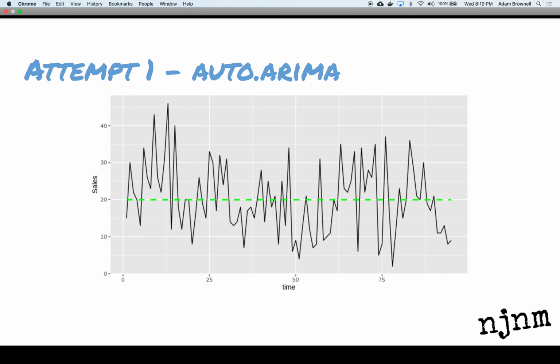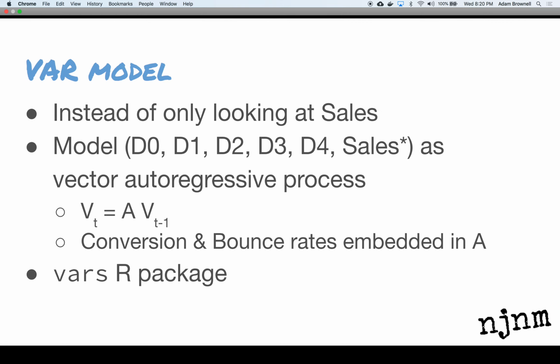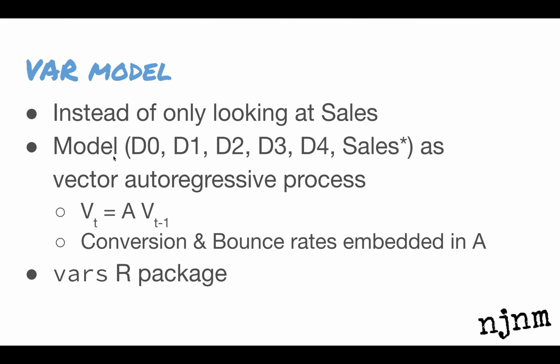So we'll look to do something a little more higher powered. We'll be very briefly introducing the VAR model. The reason that auto.arima kind of sucked was it was only looking at the sales. We weren't telling it what was happening up the funnel. So instead, we can use a model that does do that. We're going to model our entire funnel as a vector using your regular autoregressive process, only instead of single numbers, now they're vectors. Instead of a vector of coefficients, we've got a matrix of coefficients. And the slick thing about this is that now our conversion and bounce rates are sucked inside of this A right here.